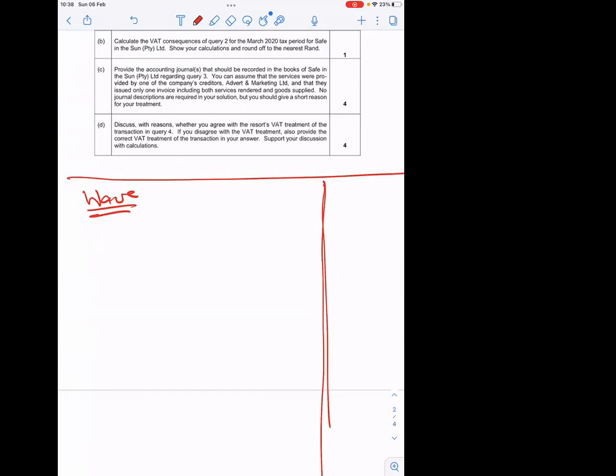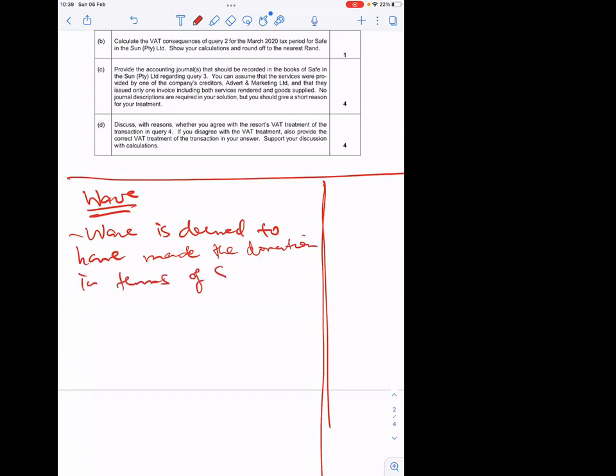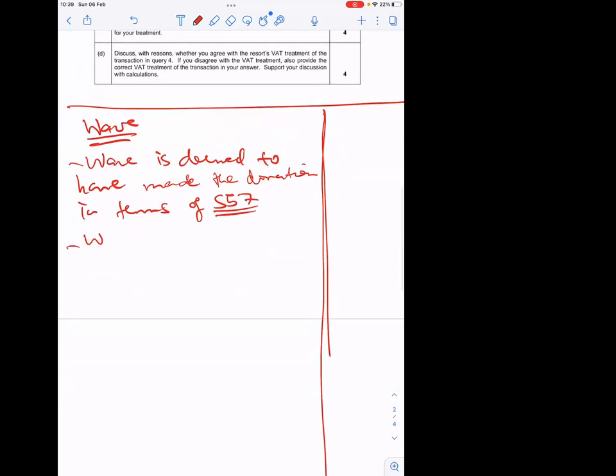Right, to give just a brief background to say, WAVE is deemed to have made the donation in terms of section 57. Right, then we can say WAVE will be liable for donations tax as follows. Then we go on.